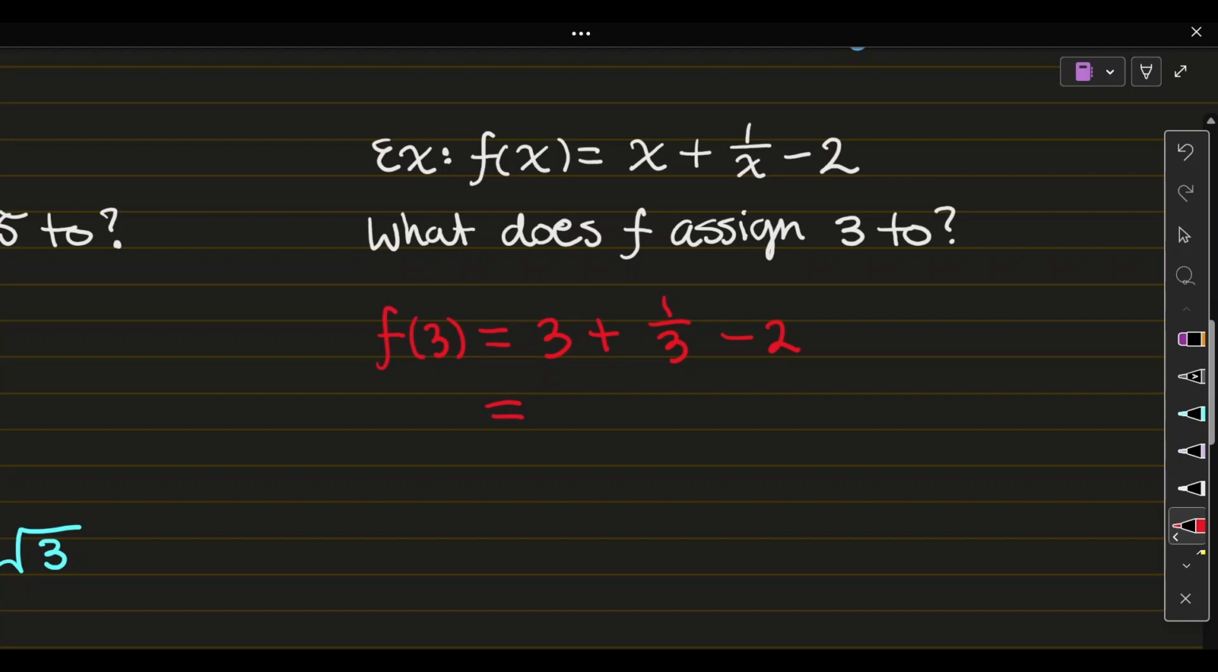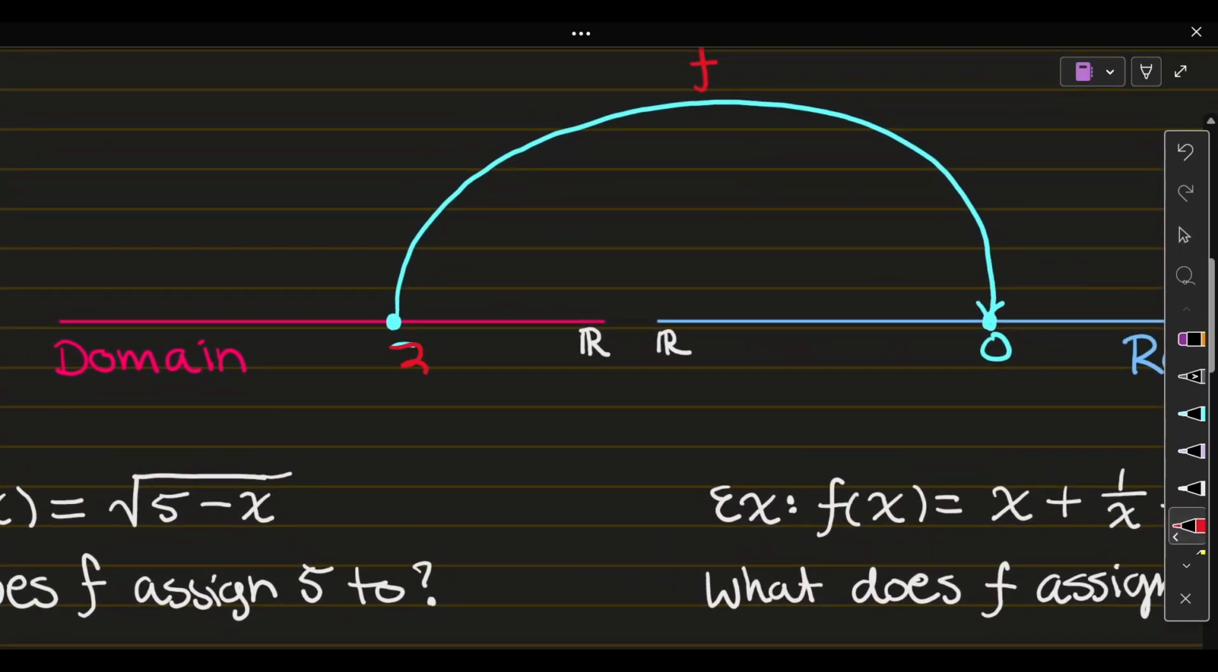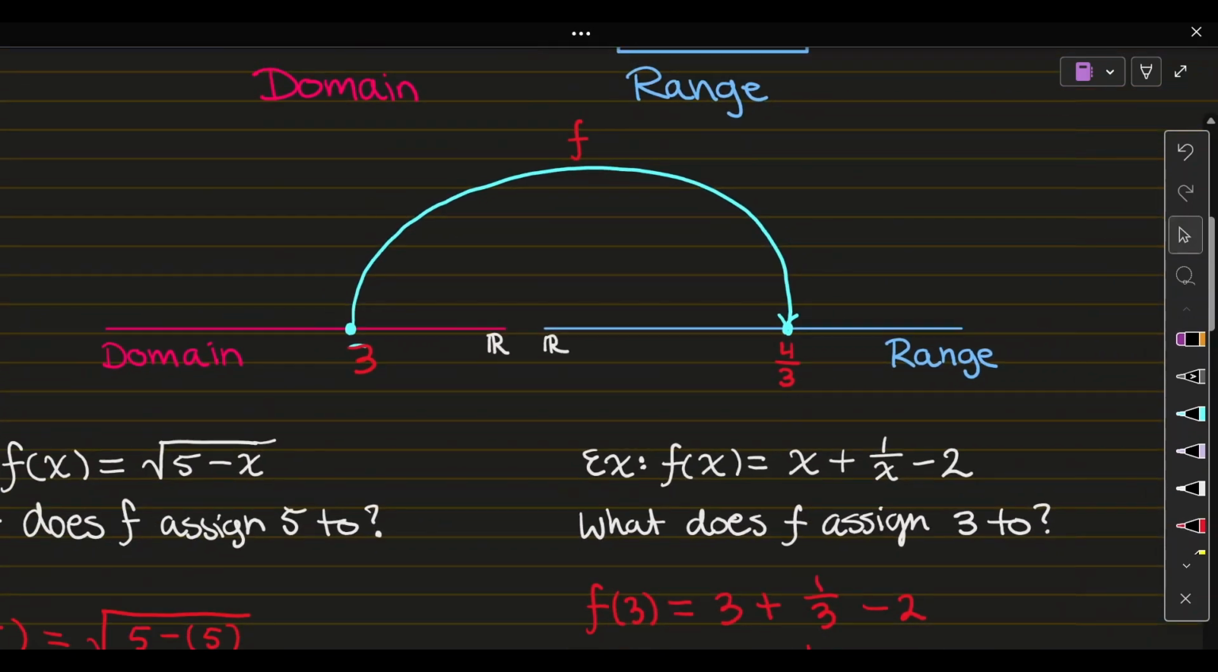Well, I can go ahead and just add this 3 and this negative 2 to give me 1 plus 1 over 3. Now I can give these a common denominator. This 1 is the same as 3 over 3 plus 1 over 3, and that's 4 thirds. So f of 3 is 4 thirds. So if this is our picture here, 3, right here, gets sent to 4 thirds under f, under this specific f.